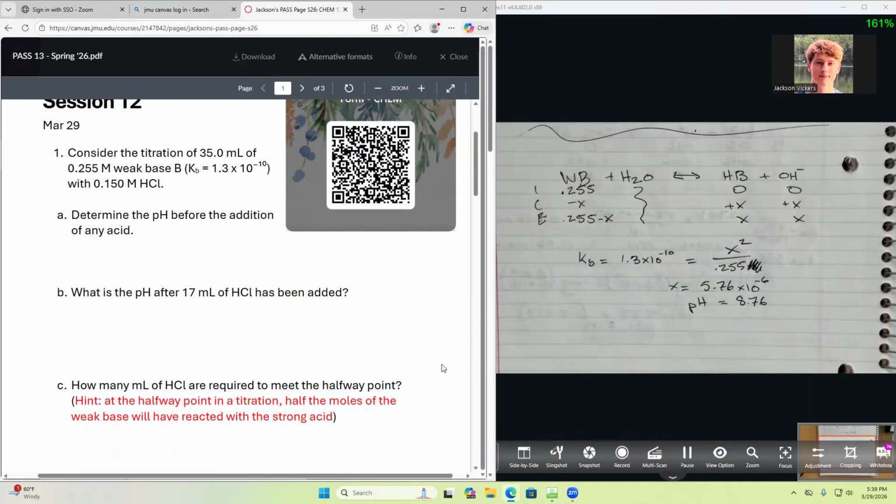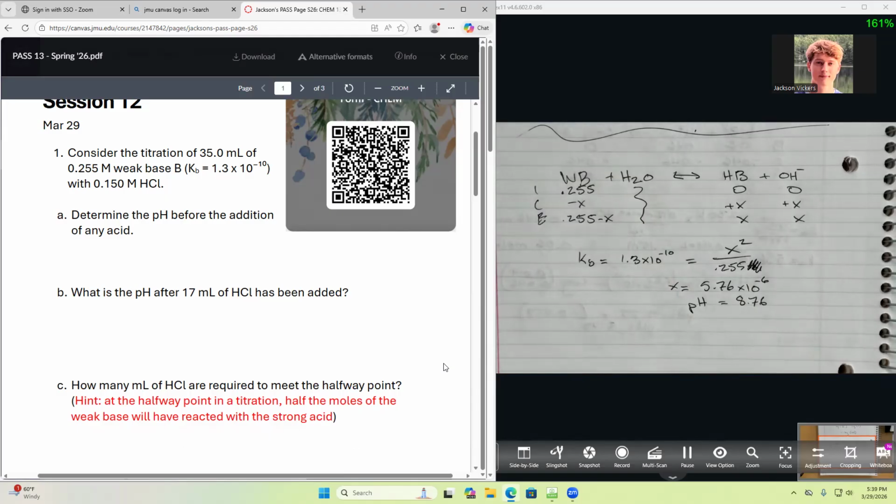But now we're going to get into the part where we are dripping in some hydrochloric acid. So we are going to get some reacting now. And I'm saying we're going to add 17 milliliters of hydrochloric acid. So this is a very standard way you could see a titration problem. The first part is they want you to do it at baseline, and then they want you to start solving what's going to happen when we add this stuff in.